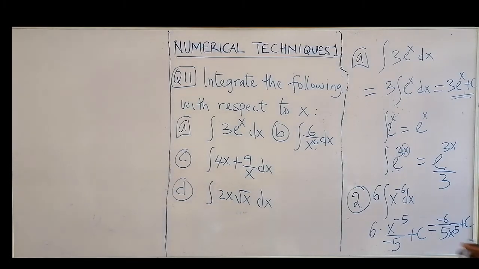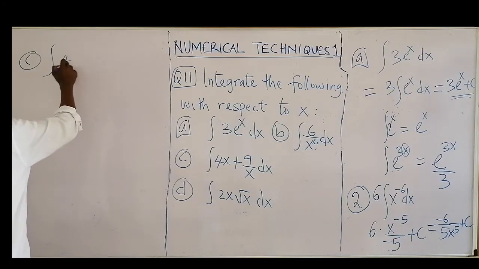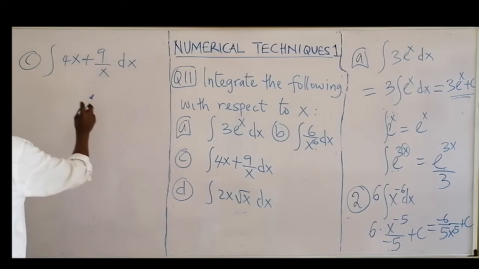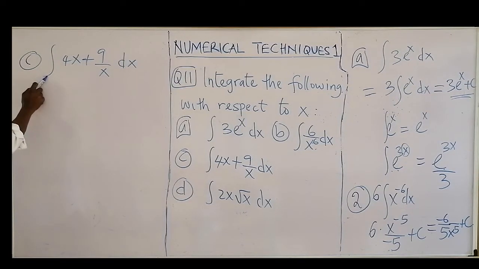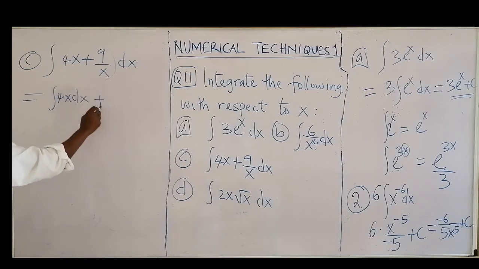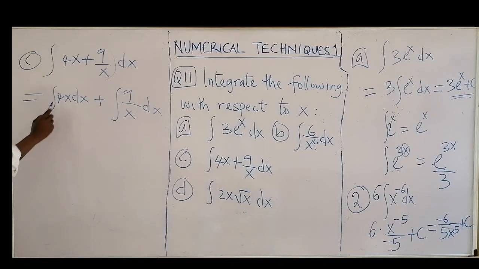Then we go to C part. The C part, we have integral of 4x plus 9 over x dx. Once this expression is inside this integral, it means that they are all affected by the integration. And this implies integral of 4x dx plus integral of 9 over x dx. This 4 can come outside, and that will be 4. If you integrate x, there is 1 here, so plus 1, that's 2 over 2.